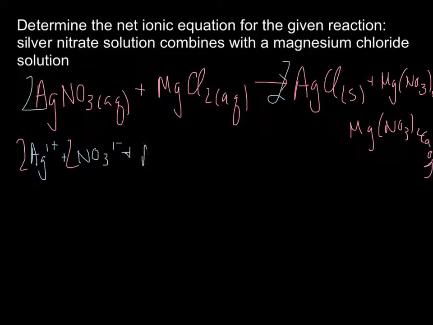Plus Mg, which is 2 positive, and chlorine, which is 1 negative. This is the moment where we can look and say, okay, we've got 1 chlorine here and 2 chlorines here, so we have to make that balance. The other thing I'm forgetting is that all of these are aqueous ions. I need to remember my state.